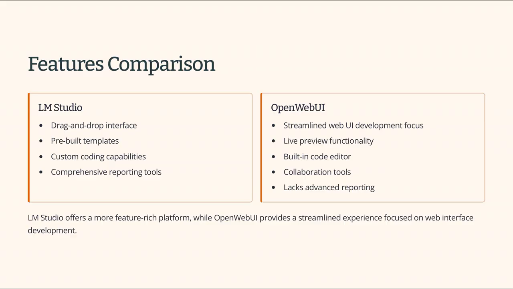Let's now talk pricing. LM Studio offers a subscription-based model with different tiers to accommodate various needs. It's cost-effective for large teams. OpenWebUI, on the other hand, follows a freemium model. It's free for individual developers, but charges for additional features or for commercial use. This makes OpenWebUI more affordable for individual developers or small teams. However, the cost can increase significantly if you need the advanced features.